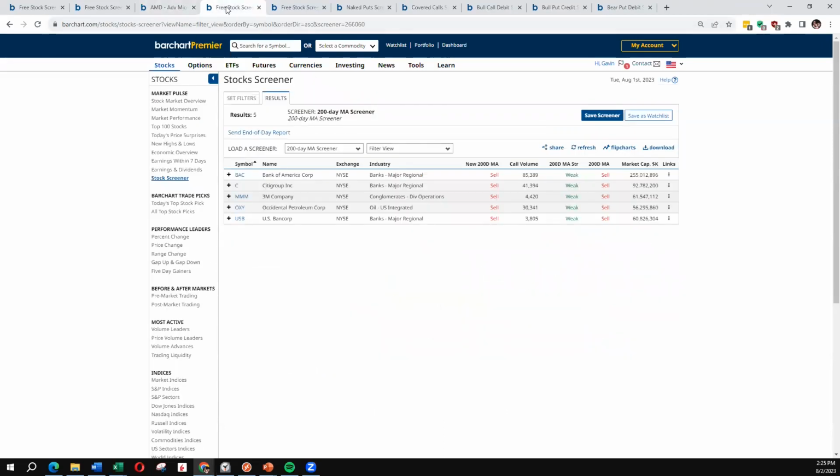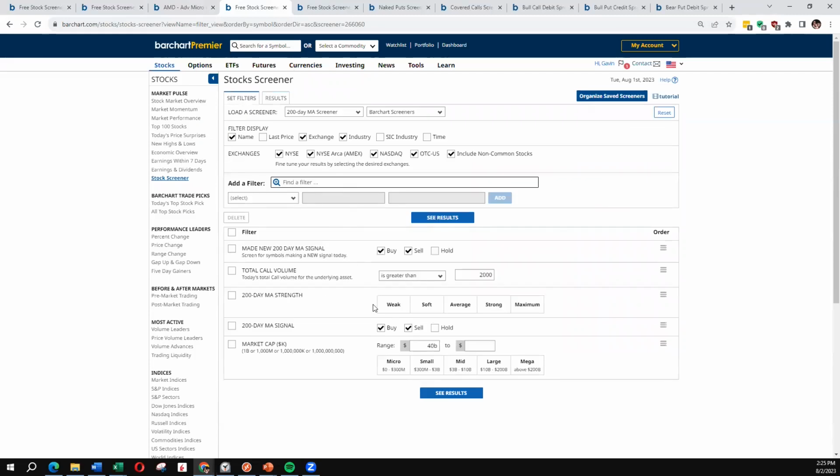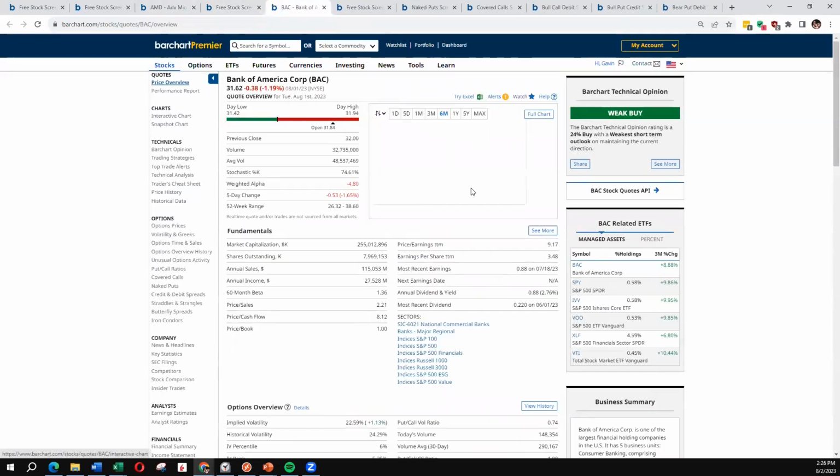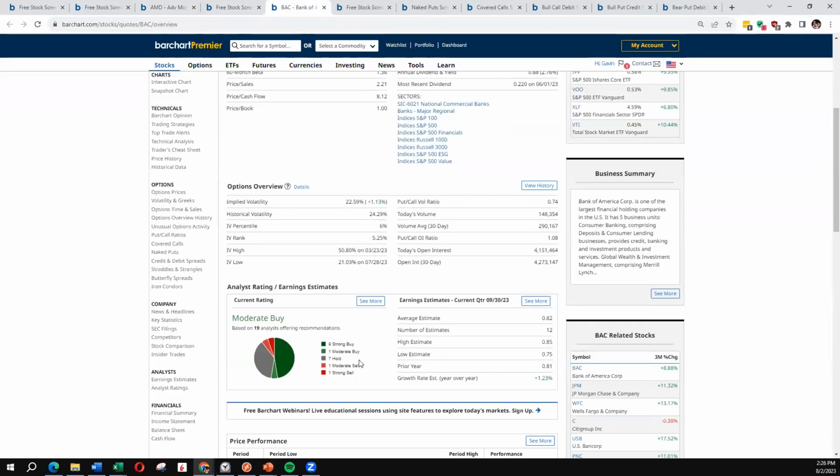The next screener is similar, but basically just a 200-day moving average screener. Again, you can filter for market cap. I could add total call volume in here as well. But a couple that jumped out here with Bank of America and 3M. So, we've got some more less bullish ratings here. We've got a few sell ratings, moderate sell, strong sell.